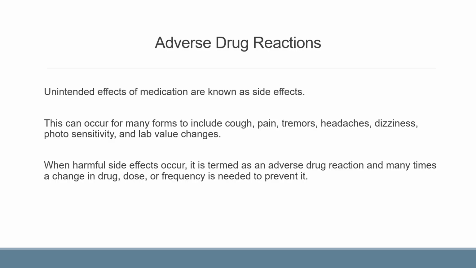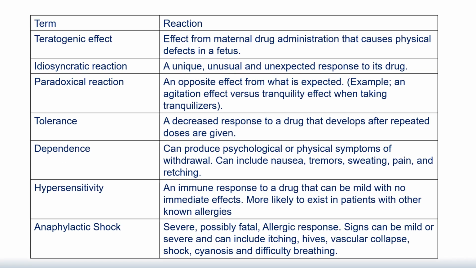Adverse reactions are unintended effects of a medication, and we call them side effects. So this can occur in many forms, including cough, pain, tremors, headaches, dizziness, photosensitivity, lab value changes. But when a harmful side effect occurs, it's termed an adverse drug reaction. And many times a change in a drug dose or frequency is needed to prevent it. There are some different terms on here.